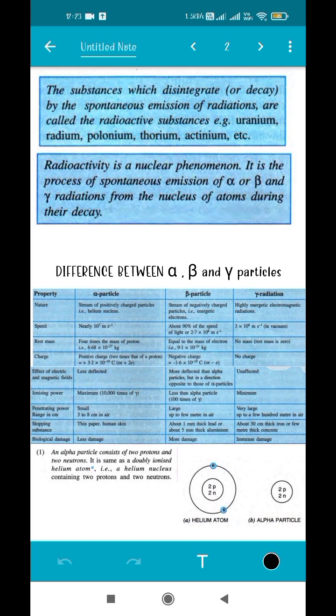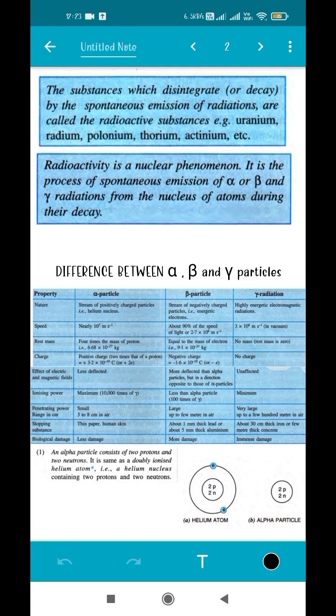Now what are beta particles? Beta particles are actually electrons which are energetic, which have high energy and they are negatively charged. Gamma radiations or gamma particles are highly energetic electromagnetic radiations. You have studied about this in the spectrum chapter of physics itself. So gamma particles are neither positively charged nor negatively charged, but they are very energetic radiations or rays.